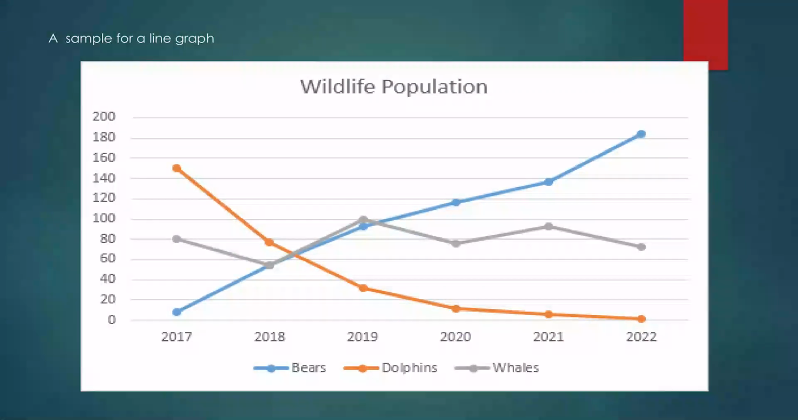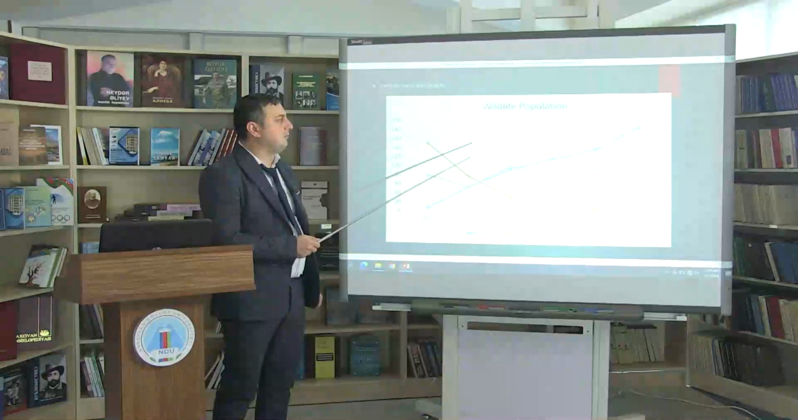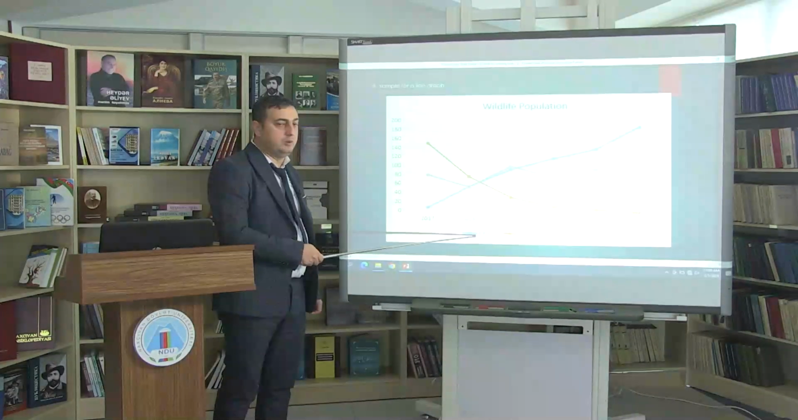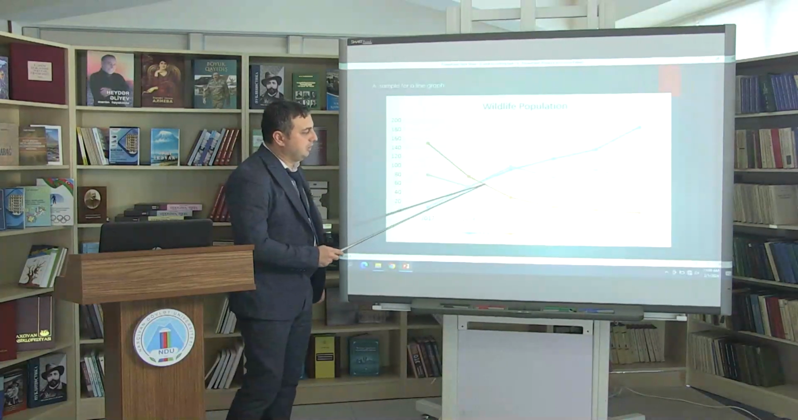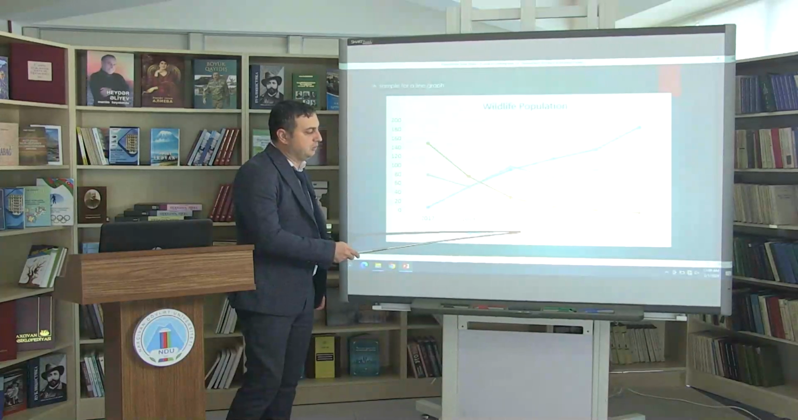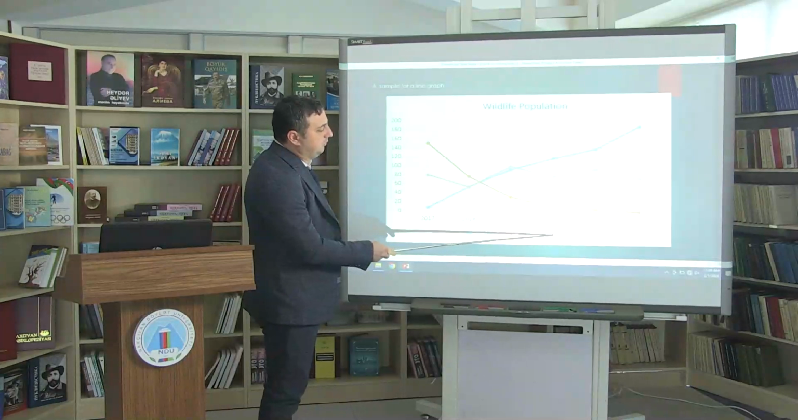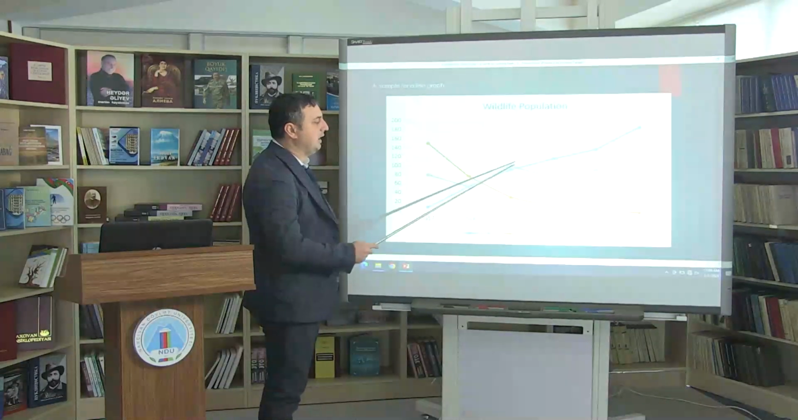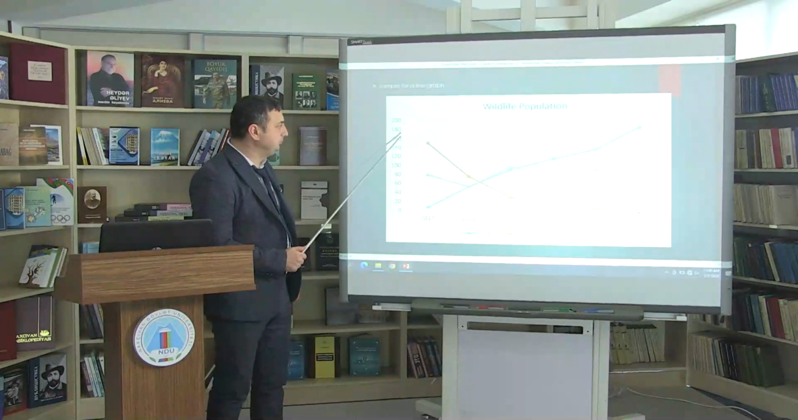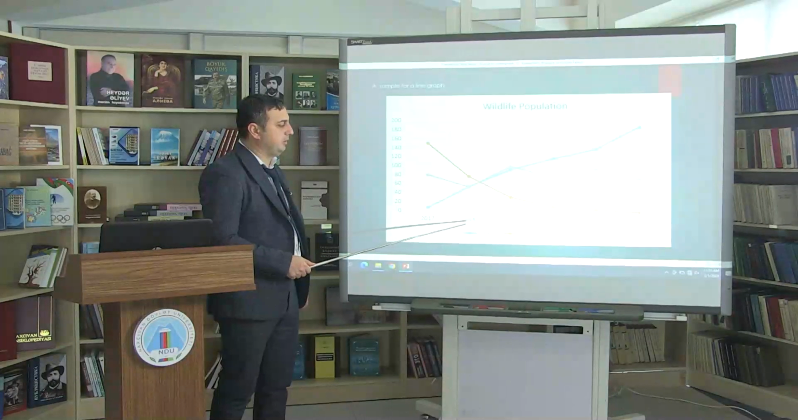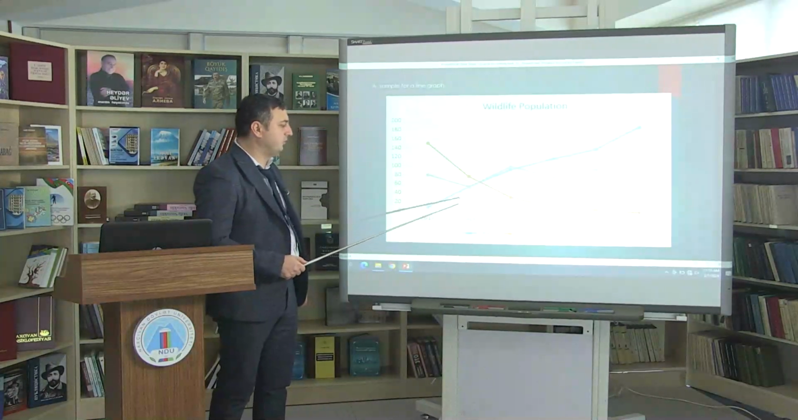Then line graph. A line graph describes, for example, wildlife population. This line graph describes the wildlife population. In this graph, as we see, the blue line belongs to bears, then an orange line belongs to dolphins, and this gray line belongs to whales. And this shows the number of wildlife animals, or maybe fish.